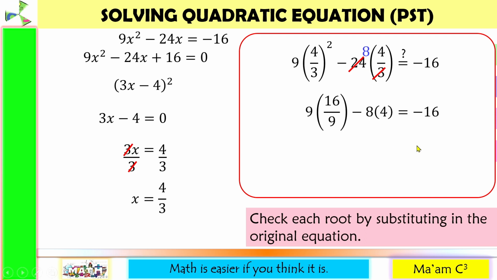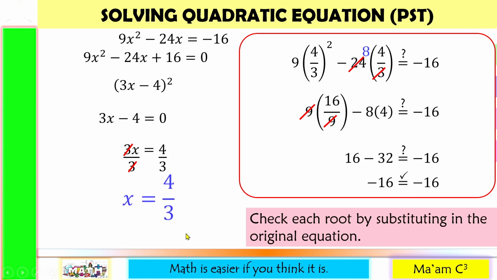Is that equal to negative 16? 9 and 9 here will cancel out. So we have 16. And then 8 times 4 is 32. Is it equal to negative 16? 16 minus 32 is negative 16. And yes, they are equal. Therefore, our answer 4/3 is correct. But remember, this is squared, so meaning twice of this.